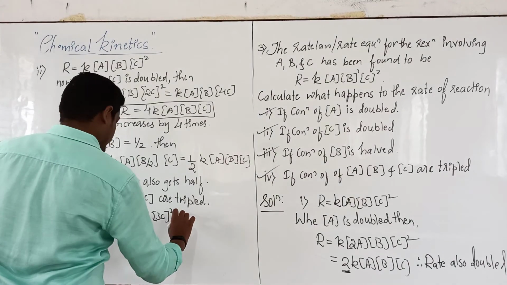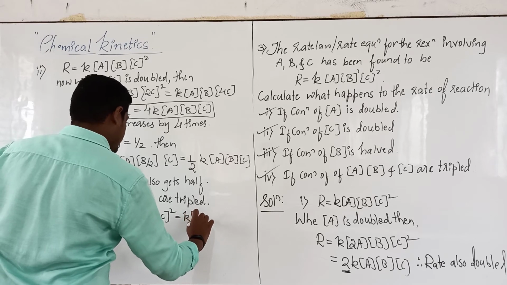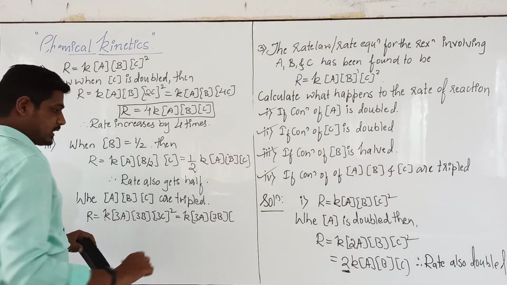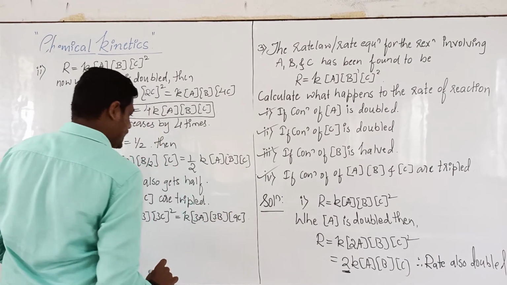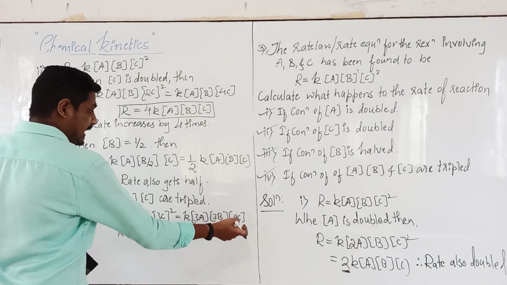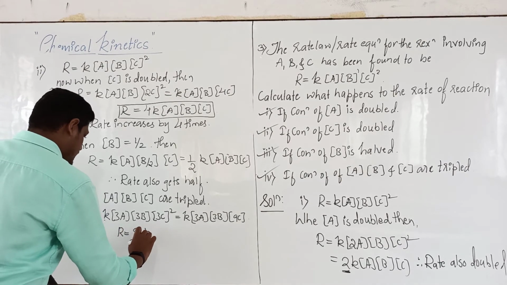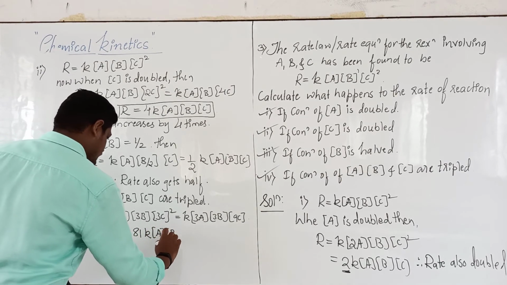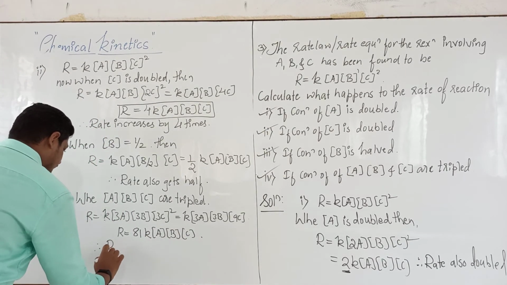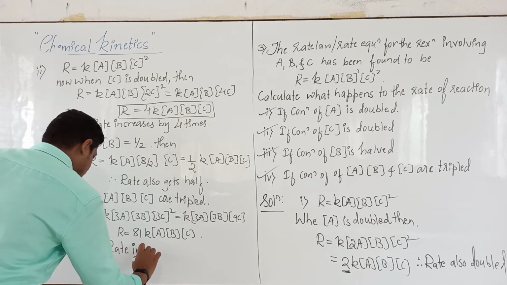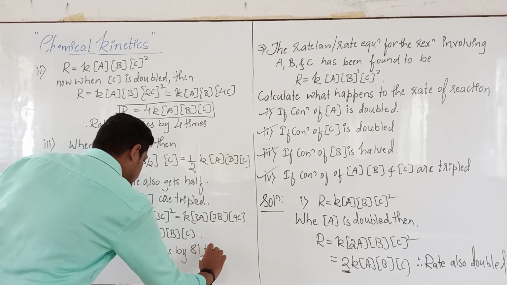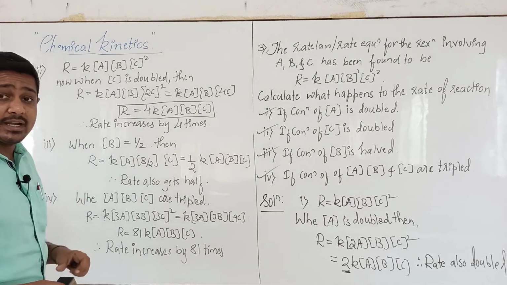So on solving this, what will you get? I'll write it simply for you. 3a into 3b into, what is the square of 3? It is 9. 9c it will become. Now if you multiply, what will you get? R is equal to, now 3 threes are 9. Again 9 into 9 is 81k. This is the rate. So what can you say? Rate increases by 81 times.